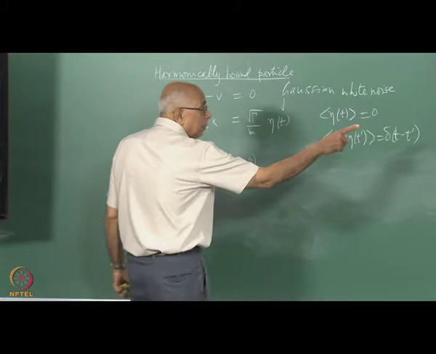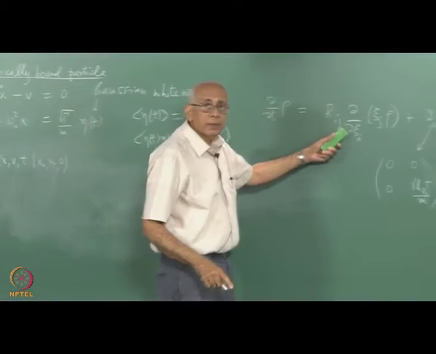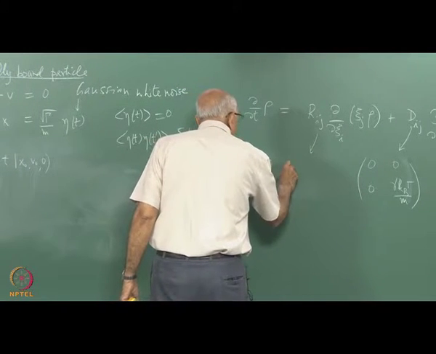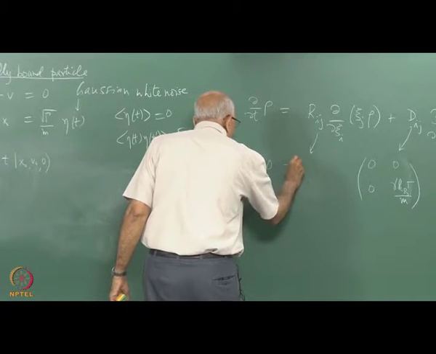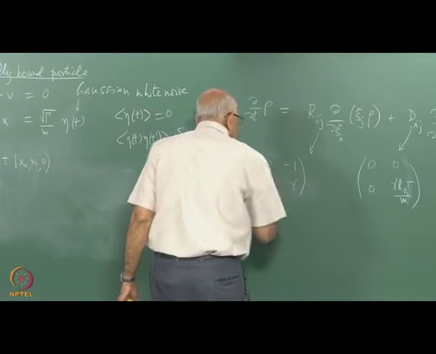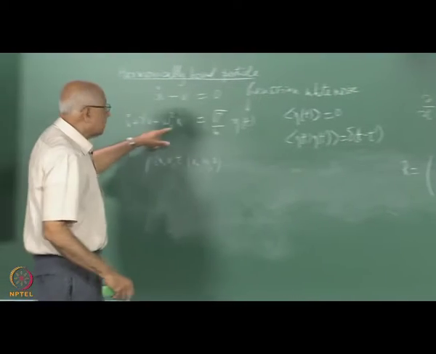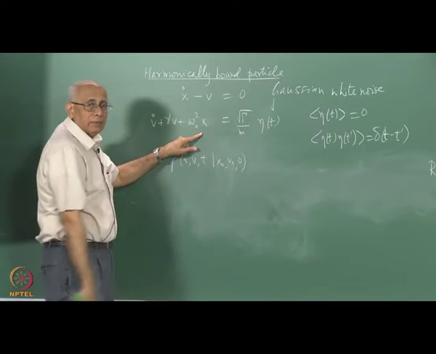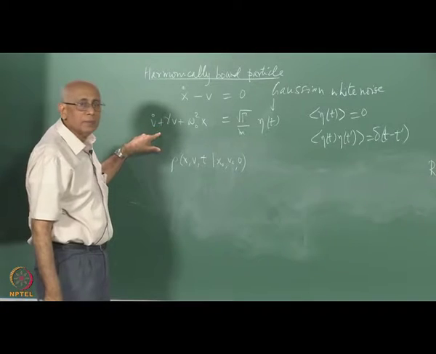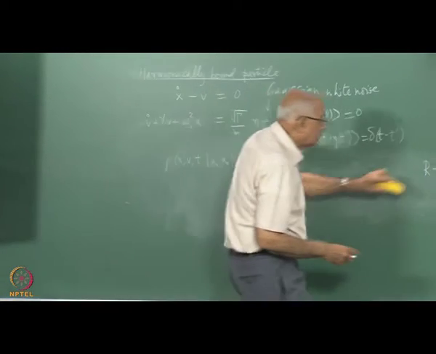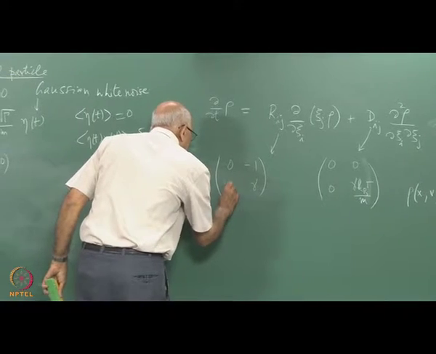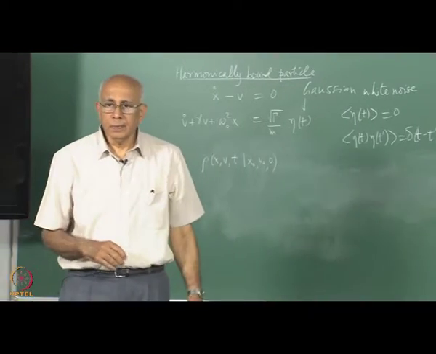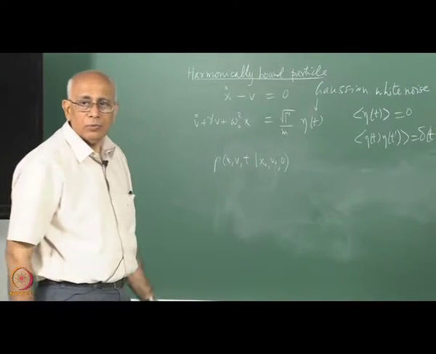Again, the same Fokker-Planck equation as before, exactly the same, but whereas in the previous case this matrix r was equal to 0, minus 1, 0, gamma, what is it now? Remember, there is an extra term here, omega naught squared, and this is appearing with a coefficient x in the equation for v. So it means there is a term here which is omega naught squared. That is the only difference between the two. Everything else goes through exactly as before.